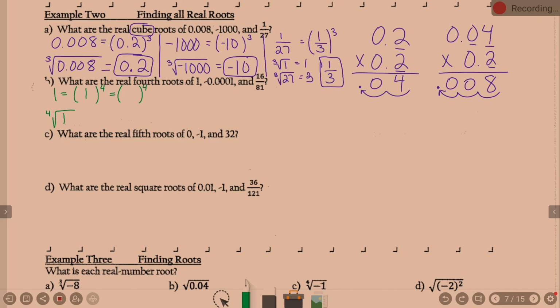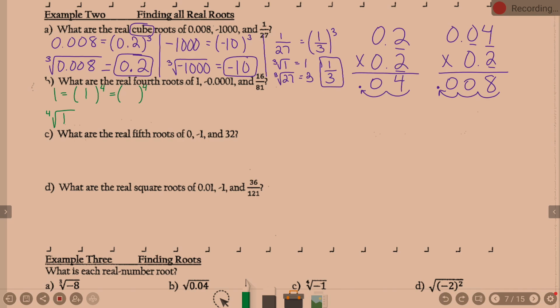The pattern you've got to figure out here is, okay, cube roots, that's an odd root. We can take the odd root of a negative. Fourth root is an even root. We can't take an even root of a negative number there. So that's the catch you have to watch out for.